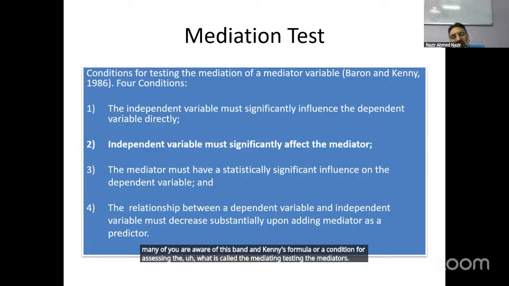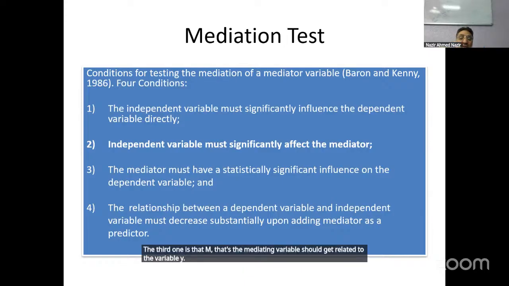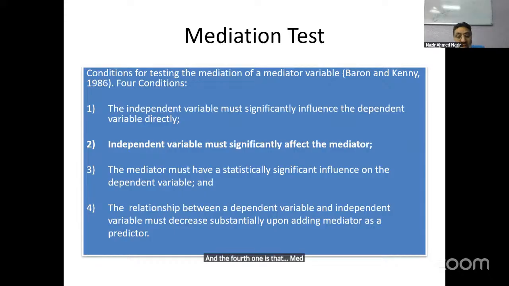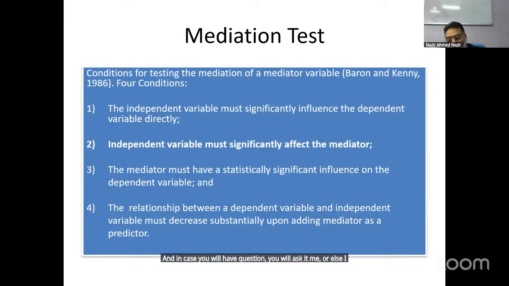Number 1 is that the independent variable should be directly related to the dependent variable significantly. Second, the independent variable should be related to the mediating variable, that is, X should be related to M. The third is that M, the mediating variable, should be related to the variable Y. And the fourth is that once we add the mediating variable, the relationship between the two variables should come drastically down. These are the four conditions given by Baron and Kenny. In case you have questions, you can ask me, or else I will move further.